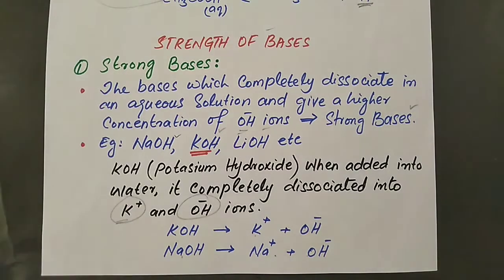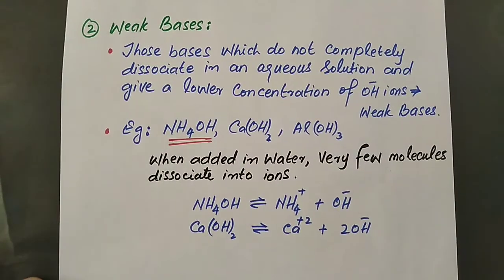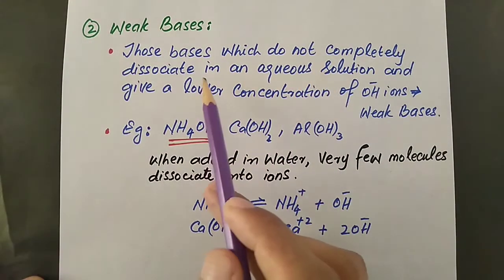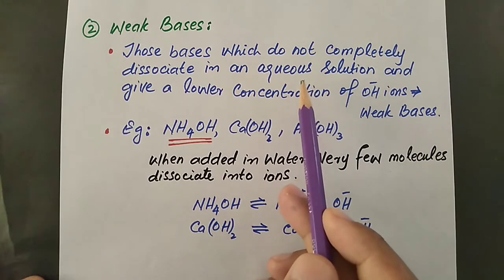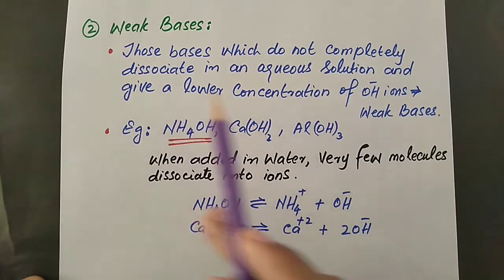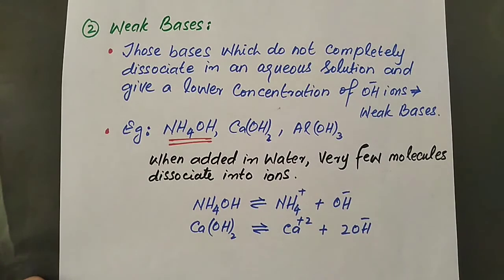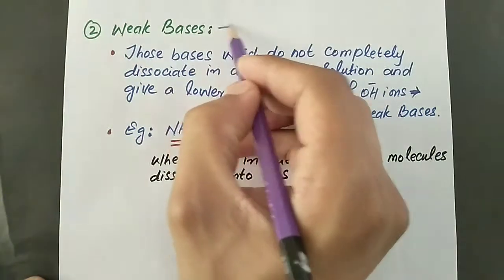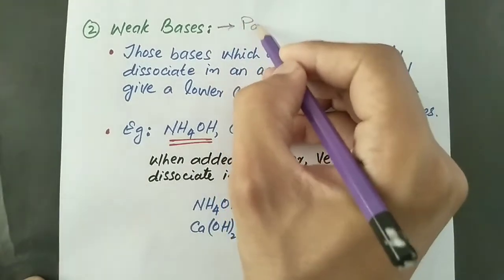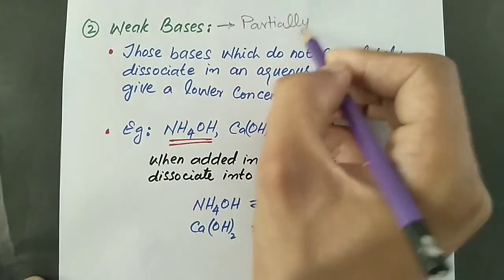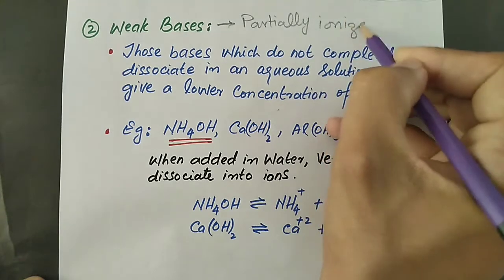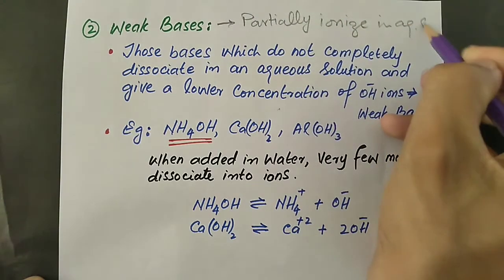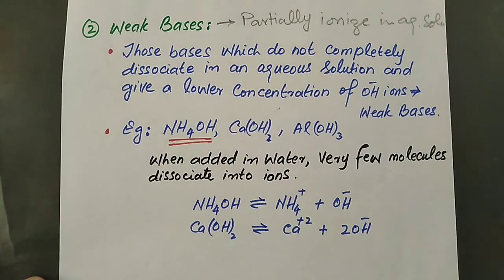Well, weak bases. What is a weak base? The base which does not completely dissociate in an aqueous solution and gives a relatively lower concentration of hydroxide ions. Means these bases will partially ionize in aqueous solution and produce very little amount of hydroxide ions.